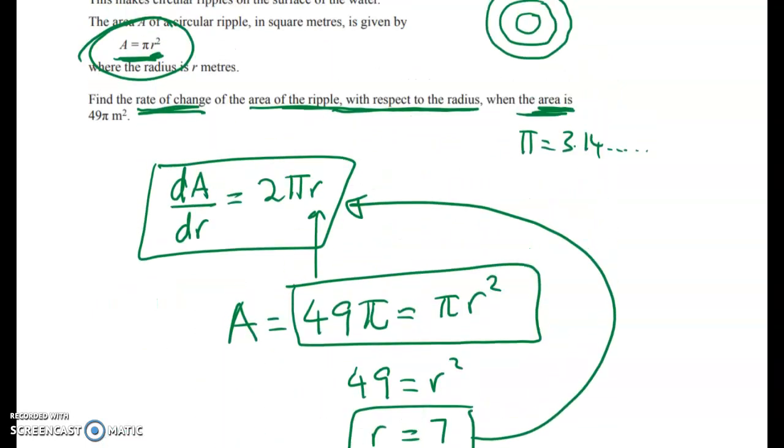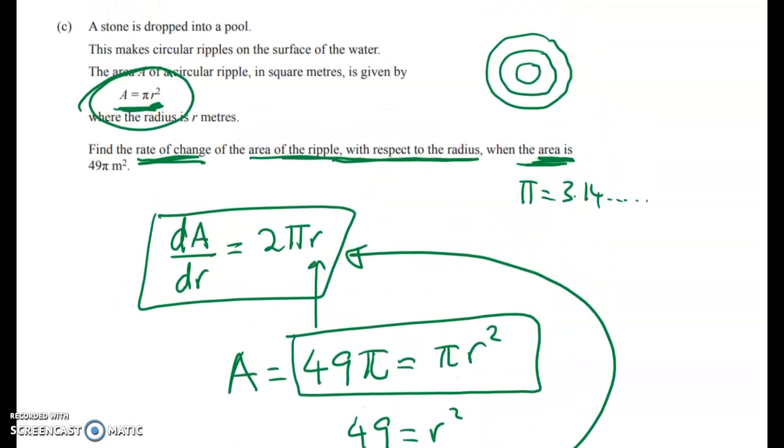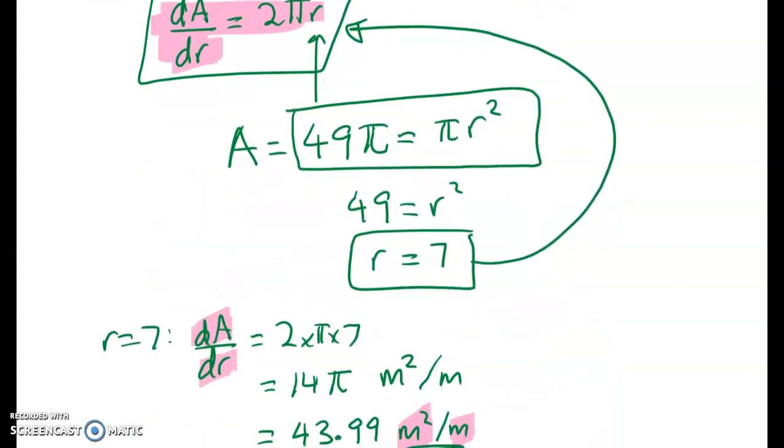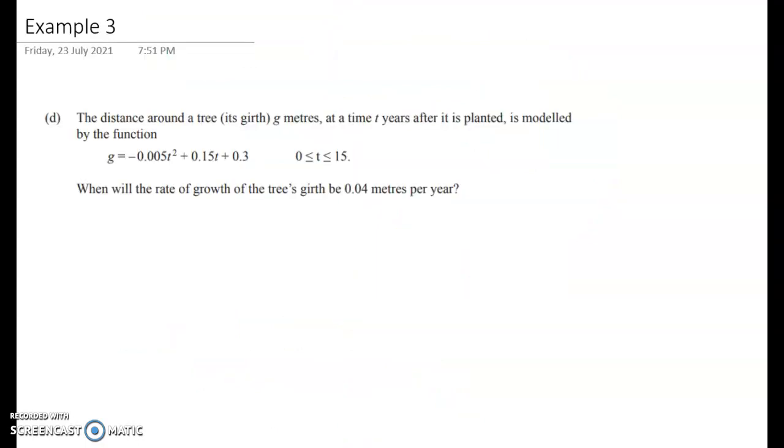Because the skills involved here are a little bit more. Going over it one more time, what did we have to do? Well, we started out by differentiating to figure out the rate of change for any r value. But then we weren't told the r value to use. We were told what was the rate of change when the area was 49 pi. So we had to solve to find r equals 7 and then substitute it back in. Let's look at another example.